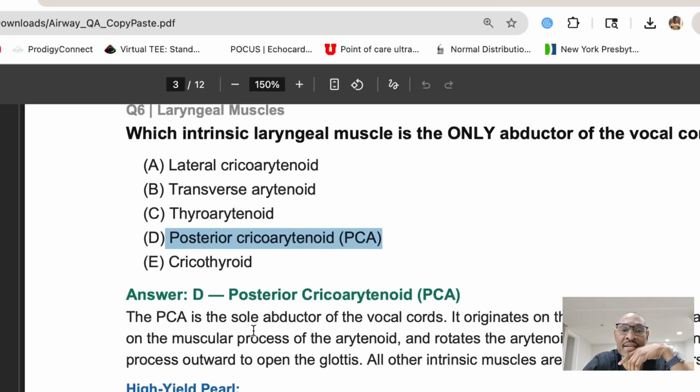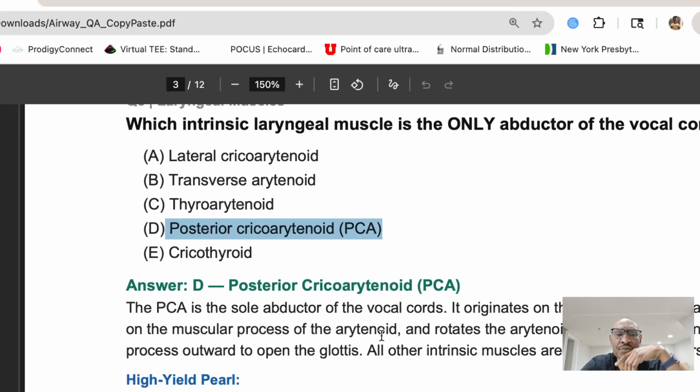Now, the PCA is the sole abductor of the vocal cords, right? And earlier I said that when you take a look at these laryngeal muscles, they're not that hard to learn, right? So if you want to take it just one step further, you can look and identify the anatomy on a mannequin or a cartoon, so that you understand where they are in relation to each other, and just visualize or get some animation and see how they work in tandem as we're speaking, as we're singing, as we're doing day-to-day life.